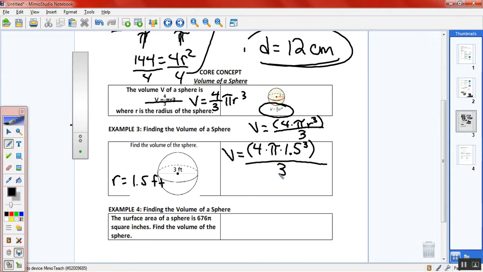Or if you aren't sure, do 1.5 to the 3rd first, then times pi, then times 4, then divide by 3. 14.13. Yeah, I think it could be around that. Somebody concur with her. What'd you get? 14.13. Let's have a third one right here. 14.13. It's a volume, kids.